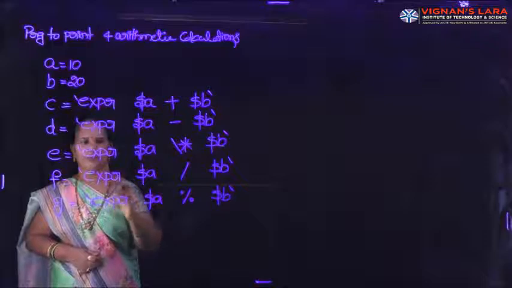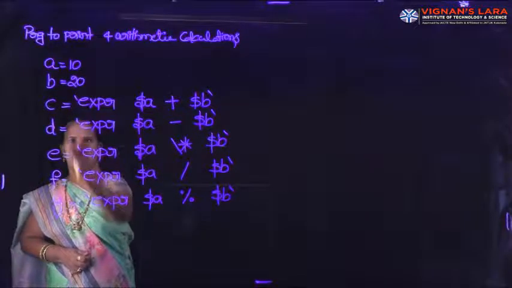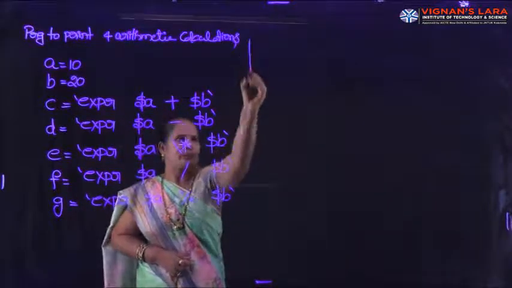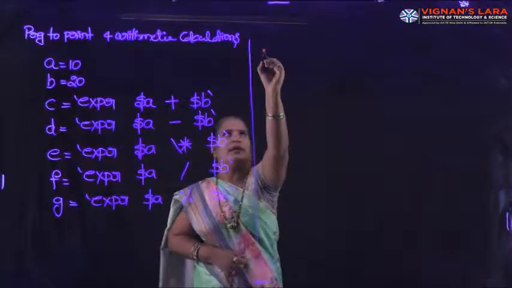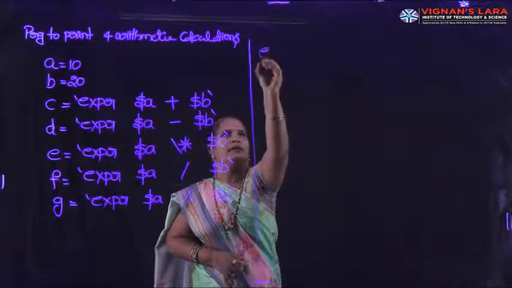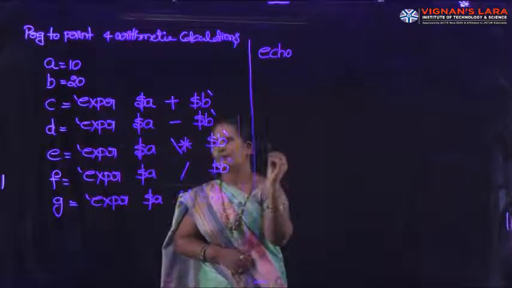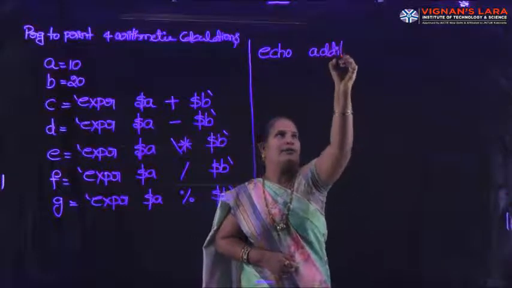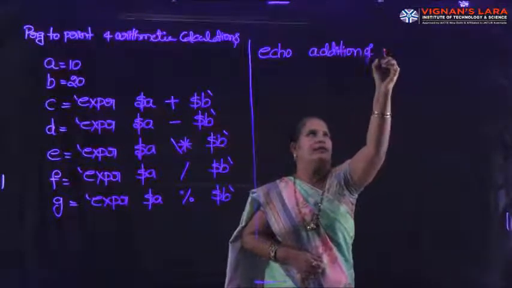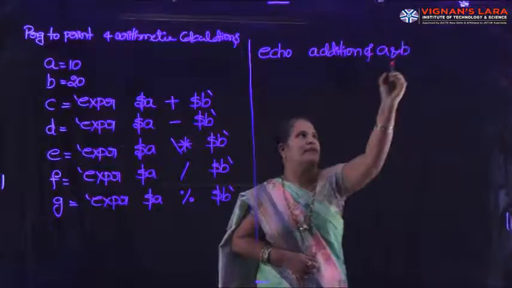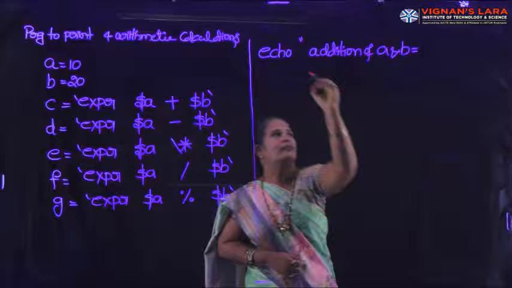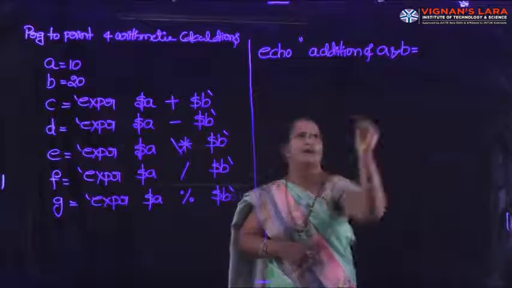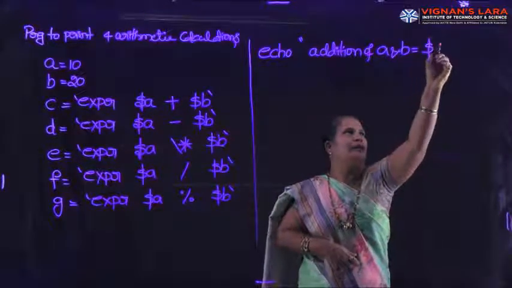Now we have to print all the values of these variables. In order to get the value of any variable, we use the command echo. Echo space, addition of A and B is equals to, and the addition of A and B is stored in a variable C. In order to get the value of variable C, I have to specify $C.